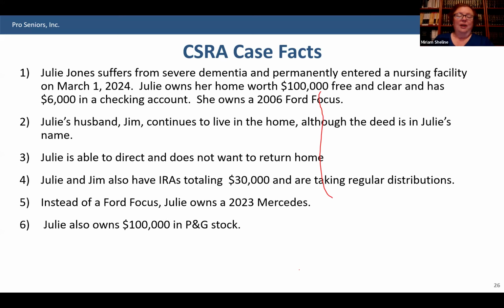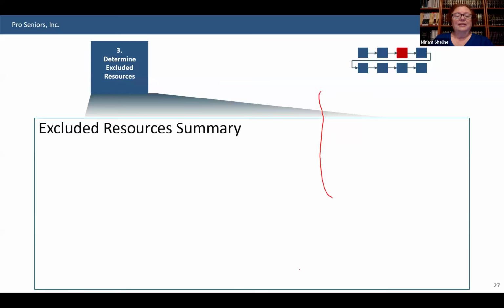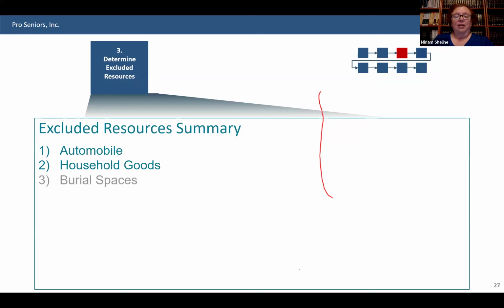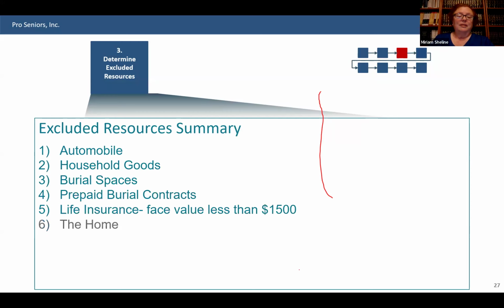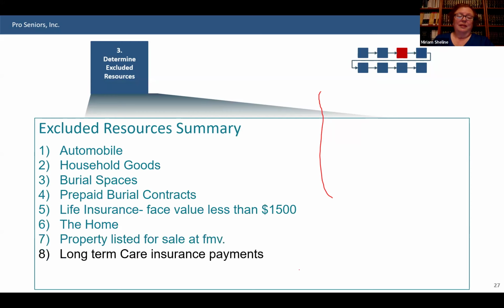Let's say Julie owns $100,000 in P&G stock. All right, so what do we do with that? Again, in our example, the excluded summary is the car, the home, and our burial spaces, prepaid burial contracts, etc. But in our example, the car and the home are excluded.